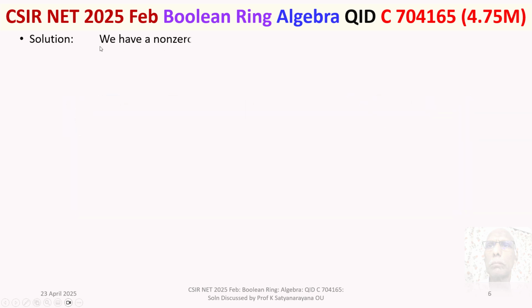Let's now discuss the solution of the problem in detail. We are given a non-zero ring R with unity, and r squared is equal to r for all r belongs to R. That means each element of the ring R is an idempotent element. If each element of a ring R is an idempotent element, then such a ring is called a Boolean ring.